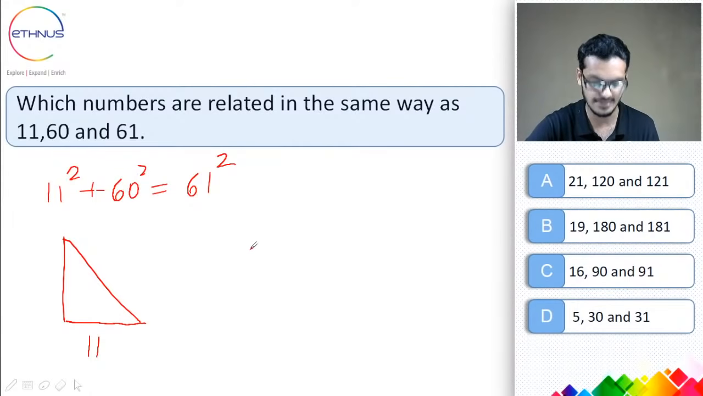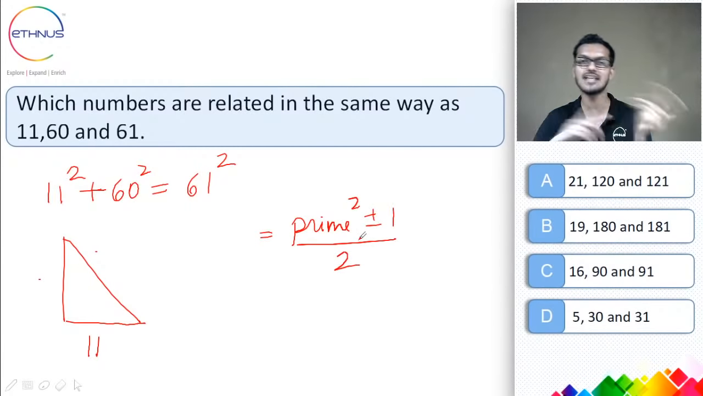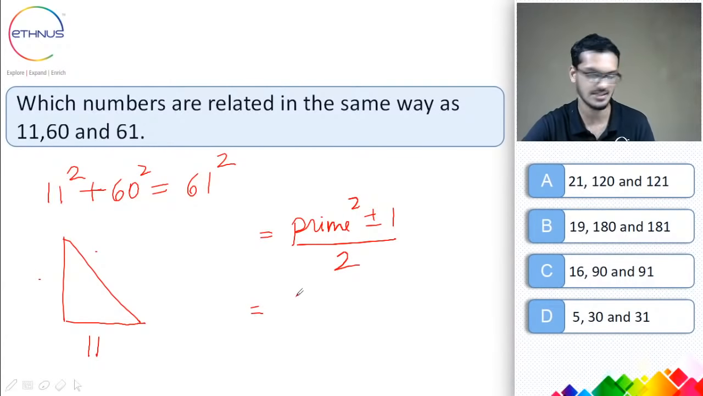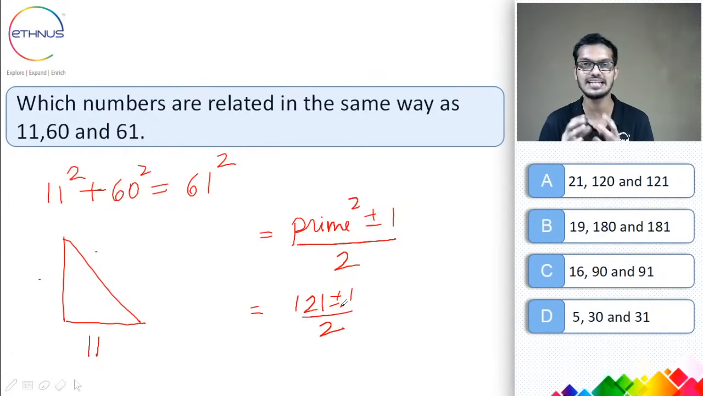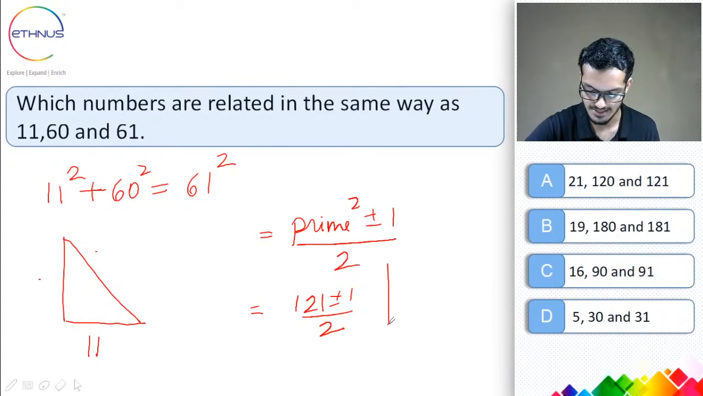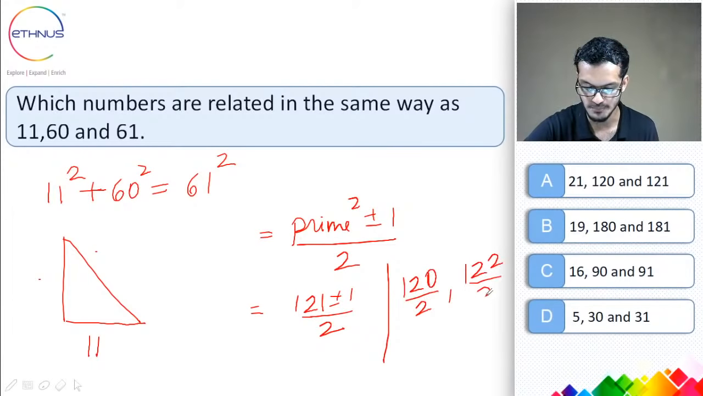So here 11, if I want to find the other 2 sides of it, then remember, if it is a prime number, take the square of that number. Take the square of that prime, plus or minus 1, divided by 2. So these will be the other two sides of it. So here prime square, that is 11 square, is nothing but 121, plus or minus 1 by 2. So you can easily find those two numbers. If I take plus, I'll get one number. If I take minus, I'll get one more number. So 121 plus 1 is 122, and when you divide 122 by 2, you're going to get the number 61. So let me write here. One number will be 120 by 2. Another number will be 122 by 2. So you're going to get two numbers here.